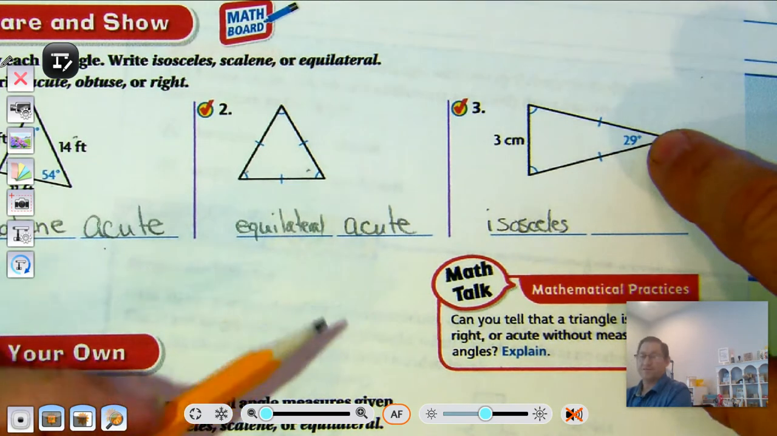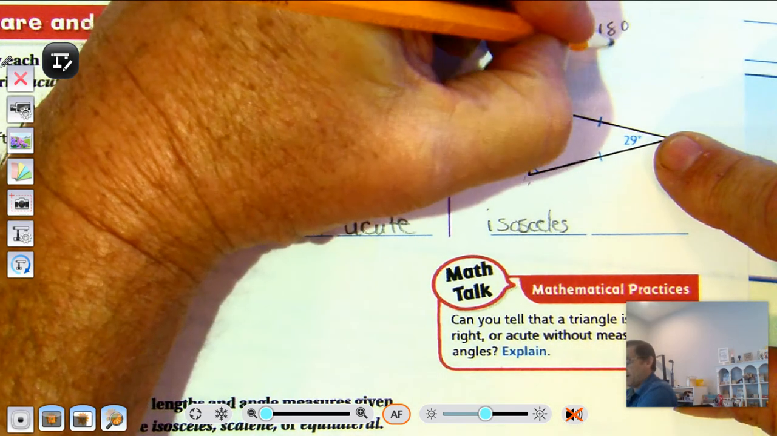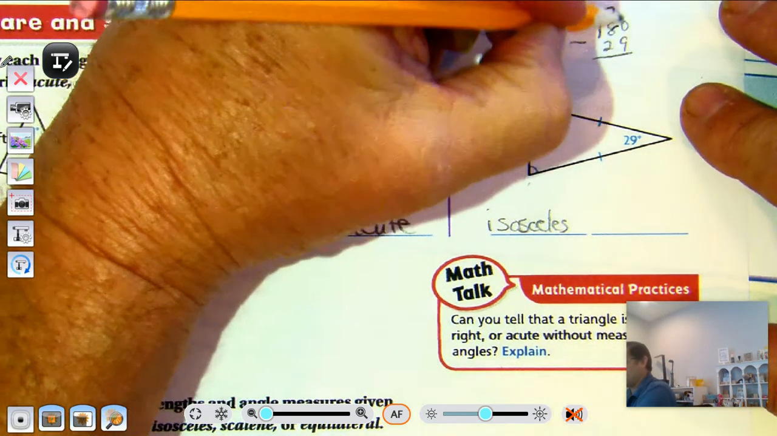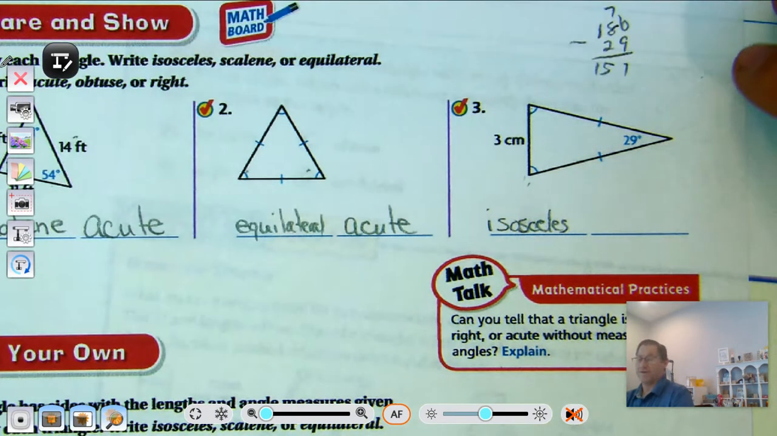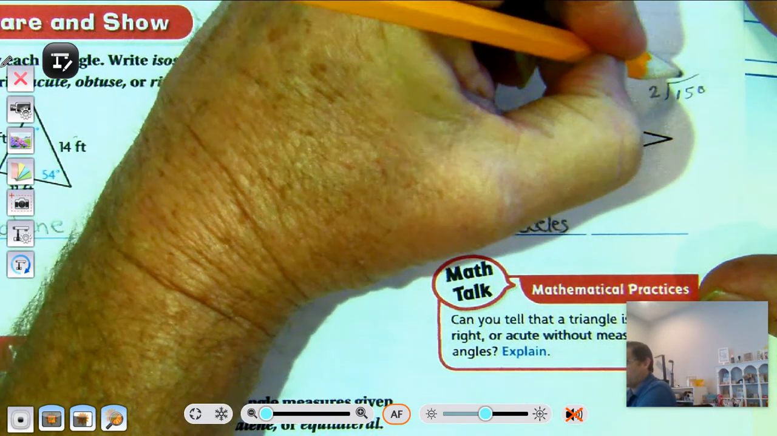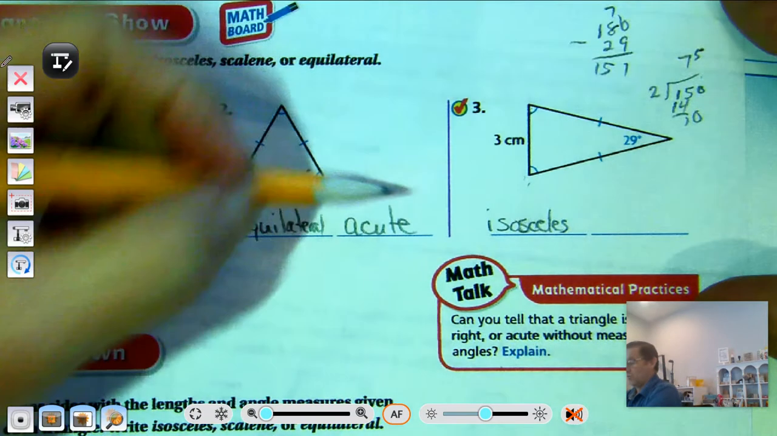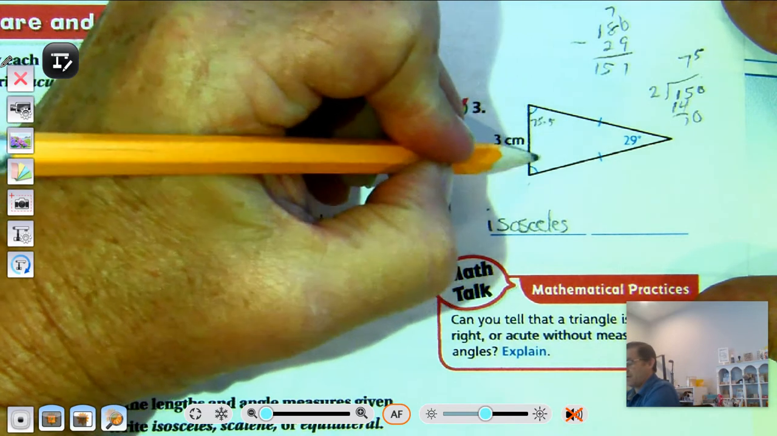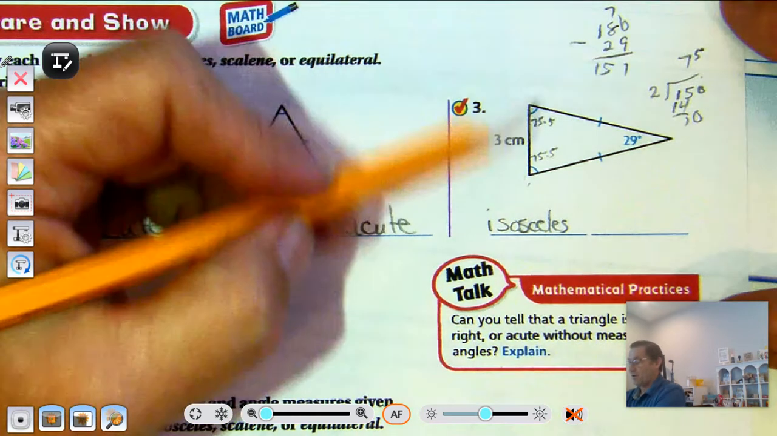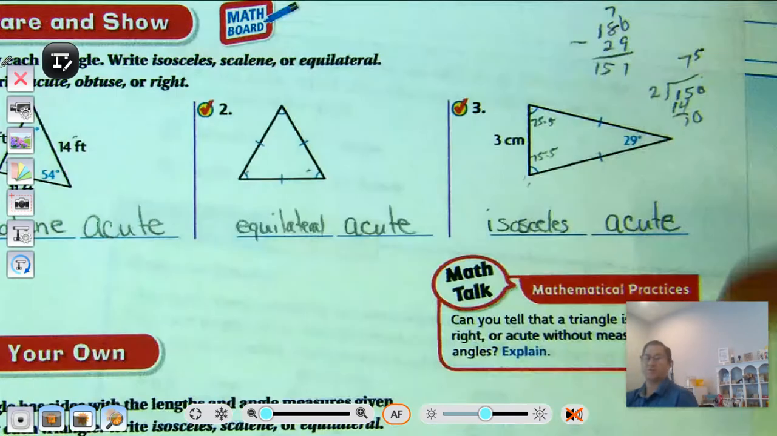And if this is 29 degrees and these two angles are the same, so 180 minus 29, because the triangle angles have to add up to 180, I'd get 151 degrees. Well, let's roughly call that 150. What's 150 divided by 2? 75. So it's probably 75 and a half, each of those. Okay, so 151 plus 29. All three angles are less than 90 degrees. So isosceles, acute.